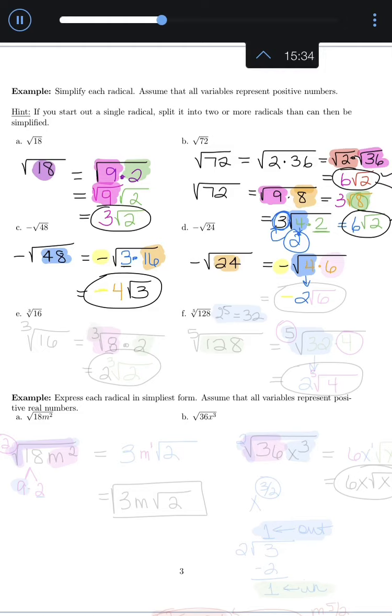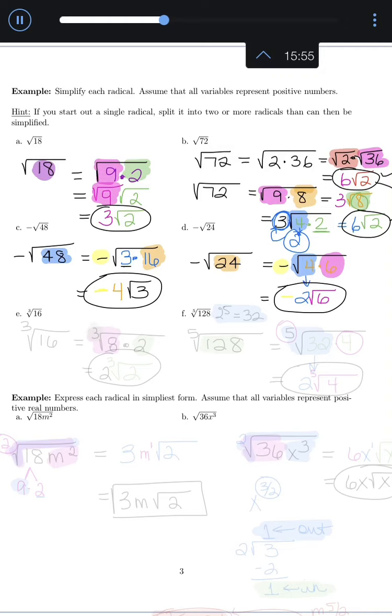Now it seems pretty big, but we can't do anything with this 6. We can't take the square root of 6, and it doesn't break down any further, so we're stuck with that square root of 6 still. So our final answer is this negative 2 square roots of 6.